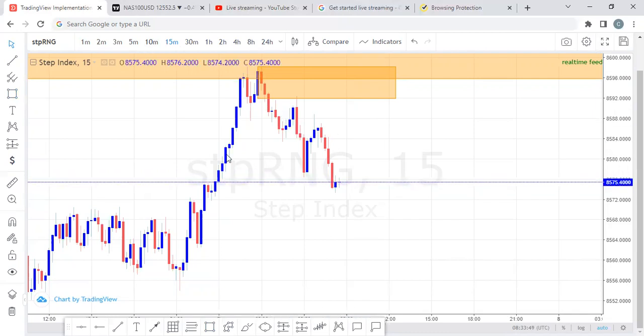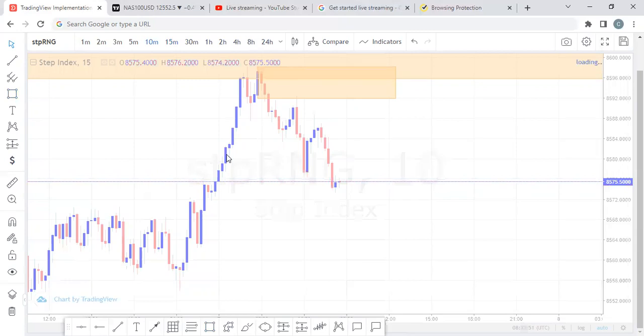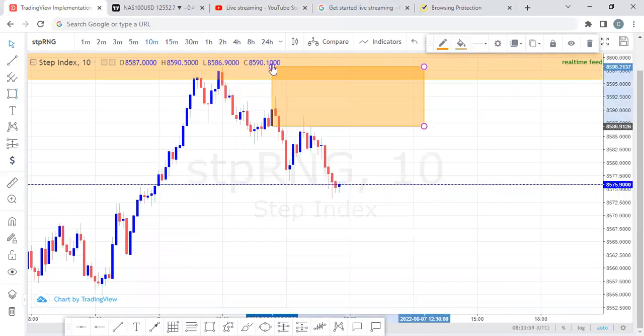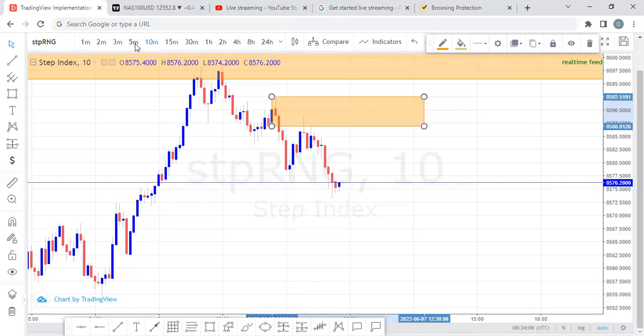Let's go to the 10 minute time frame to see if we can catch another sell. All right, let's look at that. Amazing. Okay, we have a liquidity grab here, and the market with a new low. Let me check the 5 minutes to see clearly.